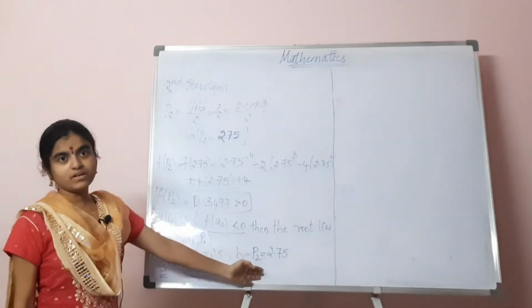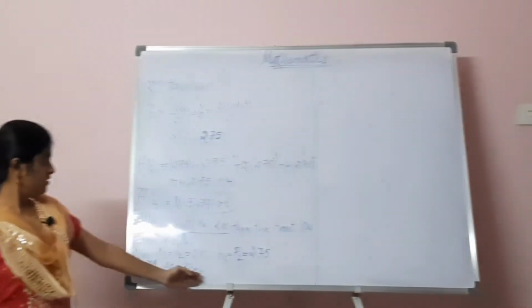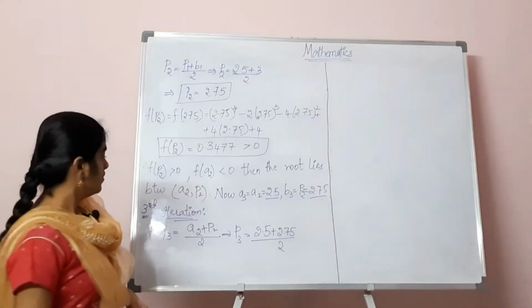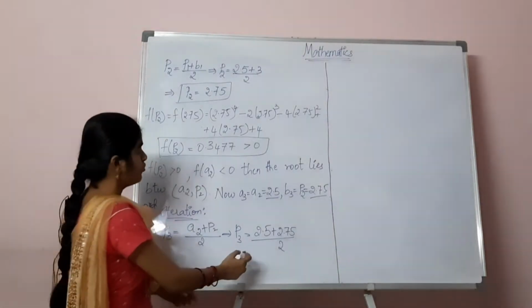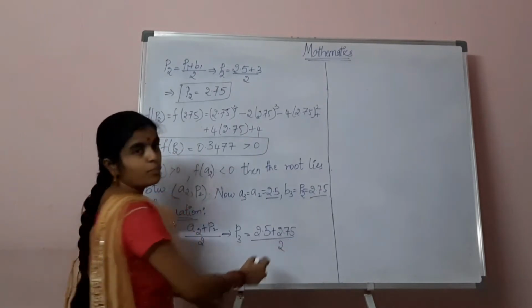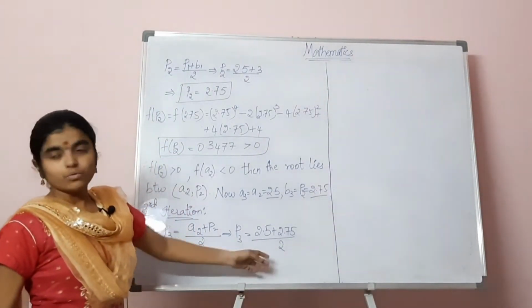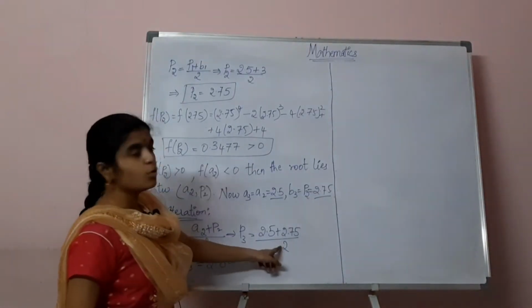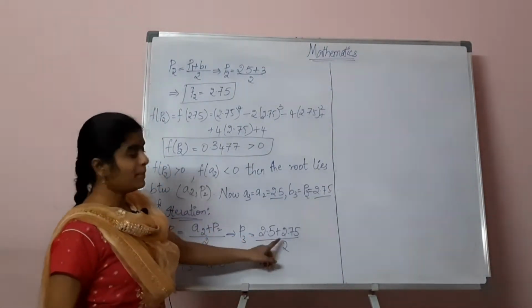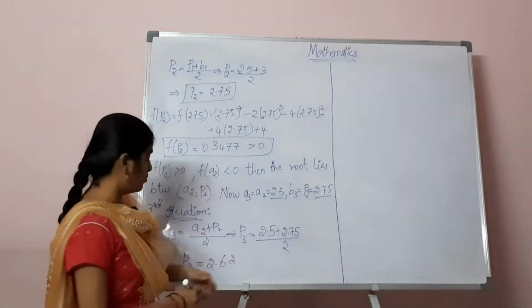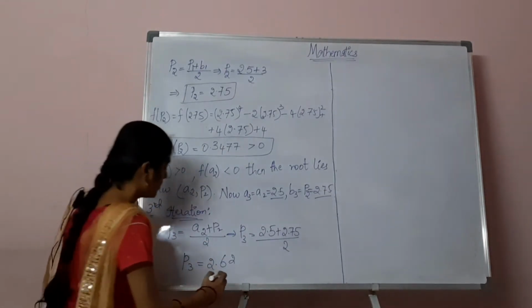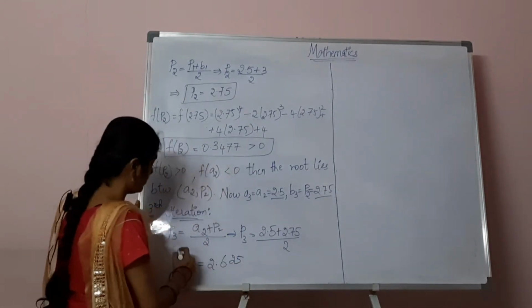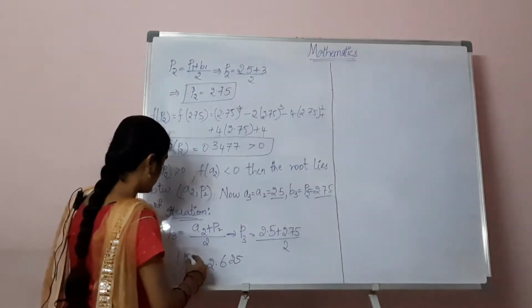Up till now we have completed the second iteration. Now let us continue with the third iteration. So now P3 equals 2.5 plus 2.75 divided by 2. What is the value of P3 we are getting? P3 equals 2.5 plus 2.75 by 2. What is the value of P3? 2.625. This is the value of P3.